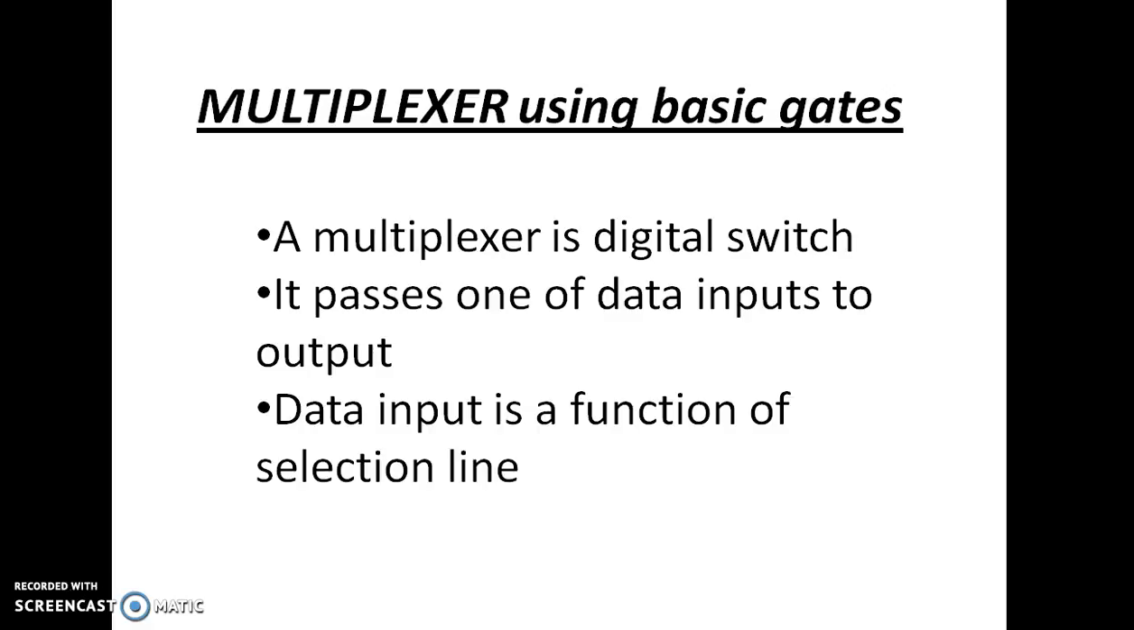Multiplexer is one of the digital circuits. Multiplexer can be implemented using basic gates. What is a multiplexer? A multiplexer is a digital switch. It acts as a digital switch. It passes one of the data inputs to the output depending upon the selection line. So data input is a function of the selection line. And we are going to discuss how we can design a multiplexer using the basic gates.